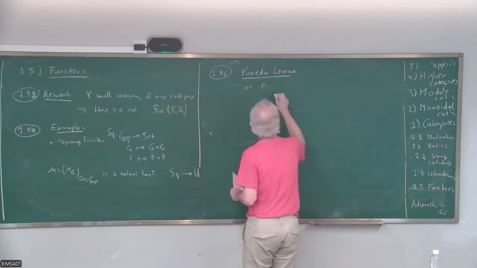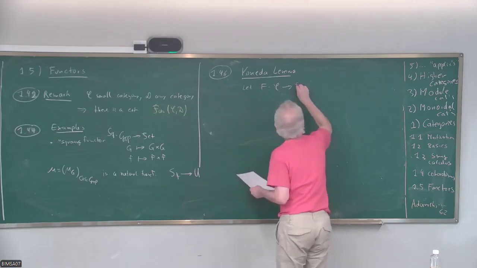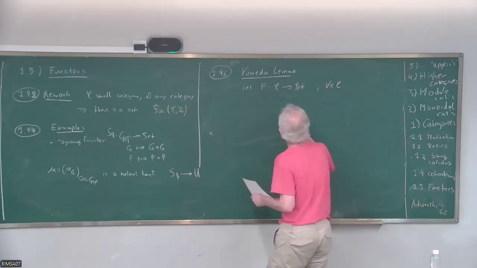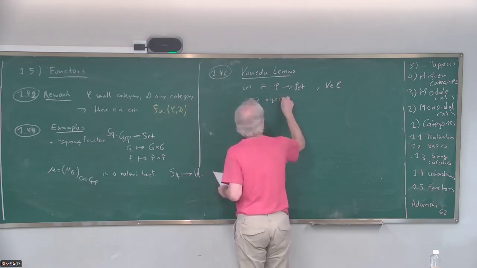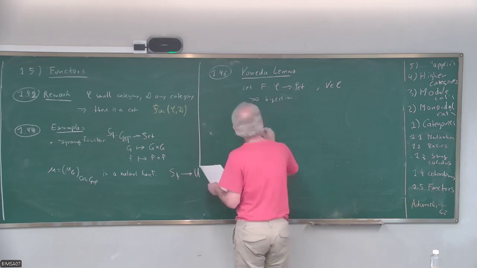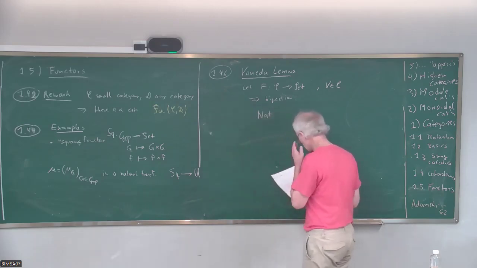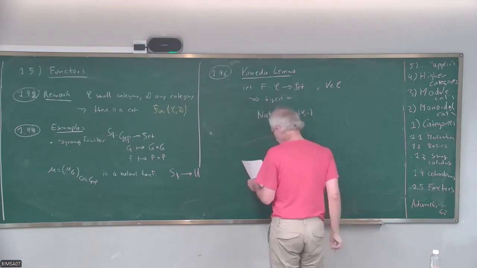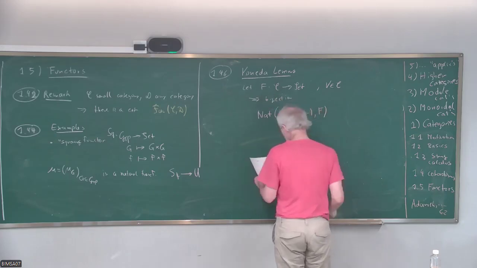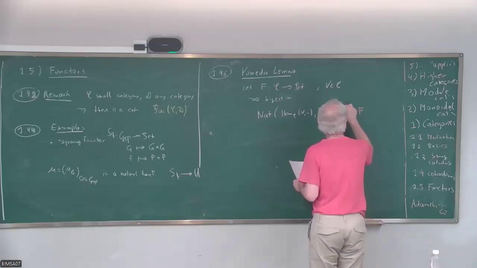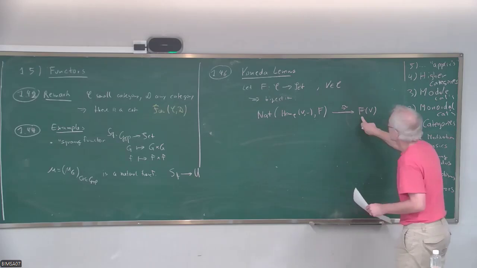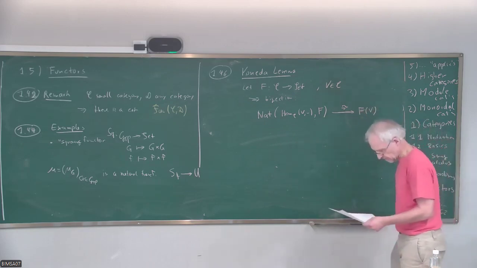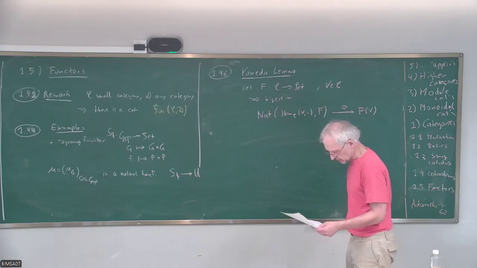consider a functor F from a category C to the category of sets, and consider an object V in C. Then there is a bijection between two sets, namely the natural transformations, which I denote by this, from the Hom functor in C between V and something, and the given functor F, to just F of V. By definition, F of V is a set, and this is a set, and the statement is that they are in bijection.